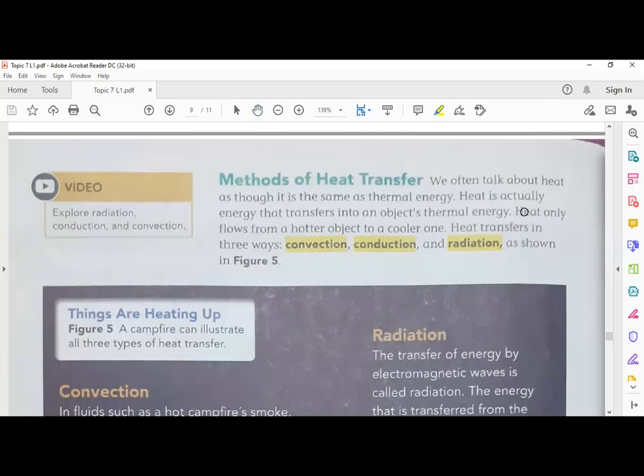Heat only flows or transfers always from a hotter object to a cooler one.